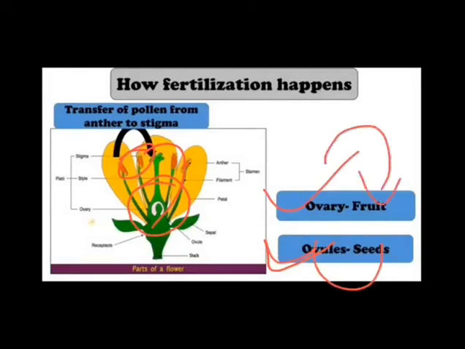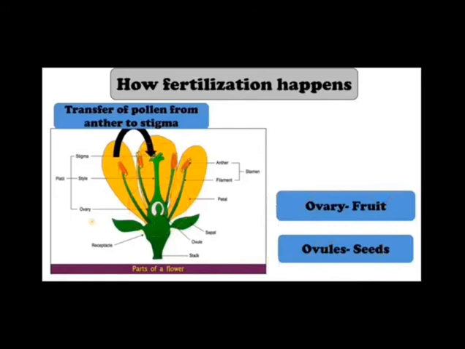So after fertilization, this ovary swells and becomes bigger and bigger in size, and after a few days this ovary turns into a fruit, and the ovules turn into seeds. All right.